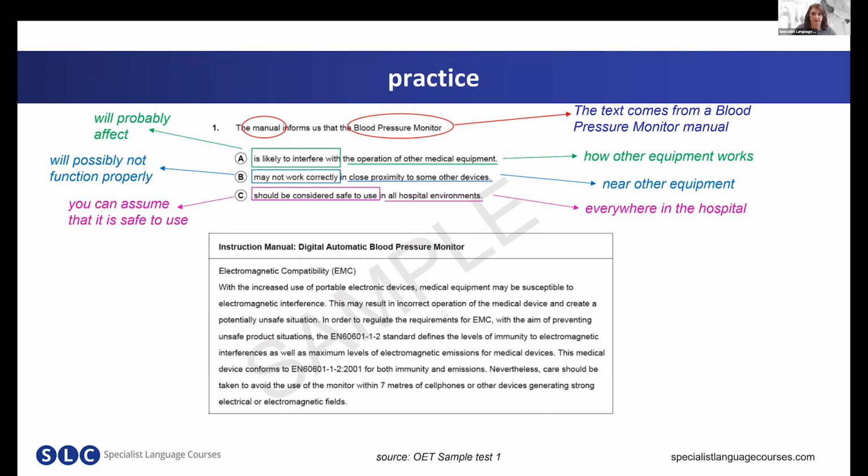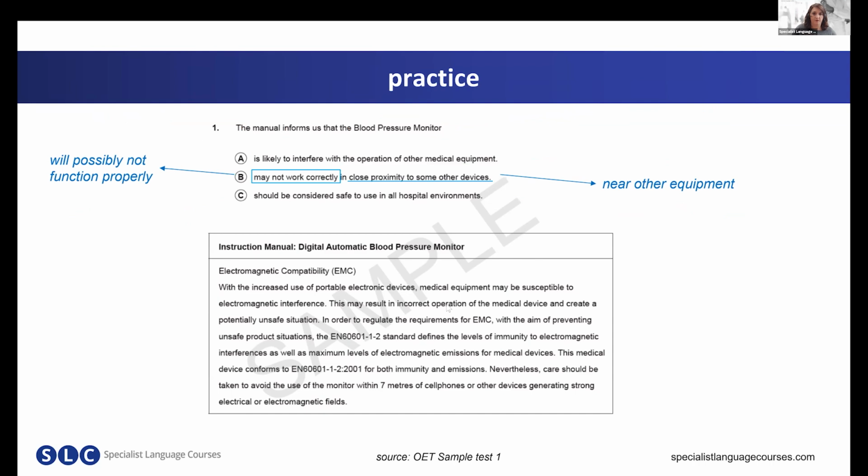Okay, so let's have a look. Our correct answer is B. So let's look at why. We look in the text and we find this information: this may result in the incorrect operation, and care should be taken to avoid the use of the monitor within 7 meters. So we've got near other equipment. We have may not work correctly, incorrect operation, near other equipment, and we've got the other equipment: cell phones and other devices.